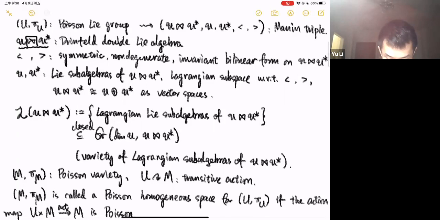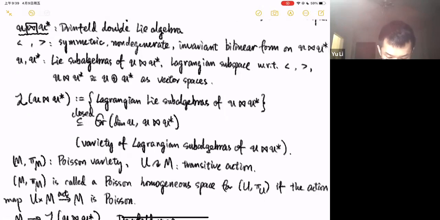And then this Drinfeld double is equipped with an angle bracket, which is a symmetric, non-degenerate, invariant bilinear form. With respect to this form, we have two Lie subalgebras, U and U star. Both are Lagrangian with respect to the angle bracket. Moreover, the Drinfeld double Lie algebra as a vector space is the direct sum of the two Lagrangian subalgebras. But this direct sum is not a direct sum of Lie algebras.